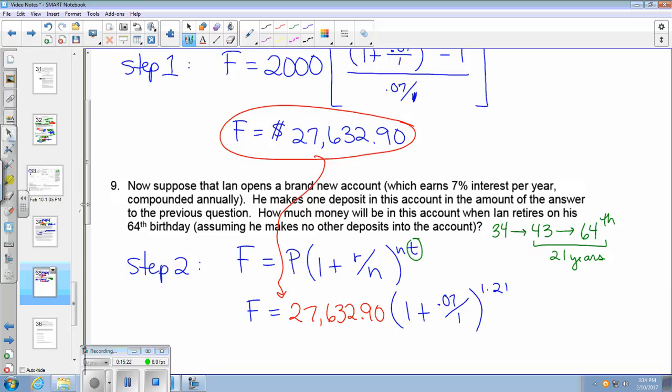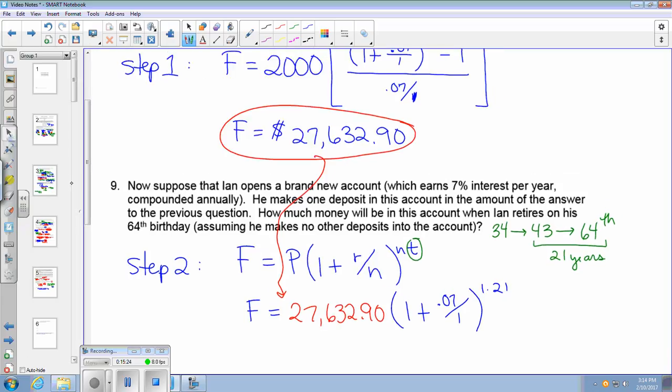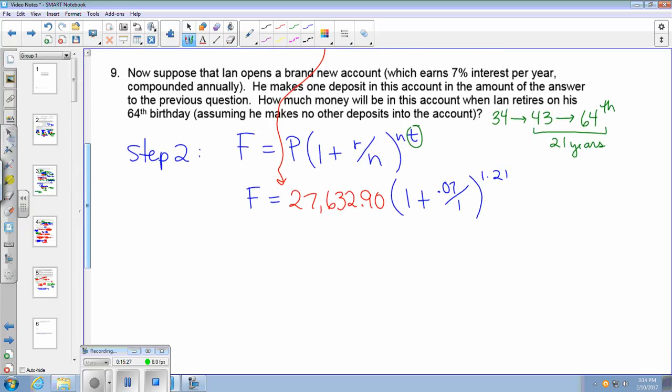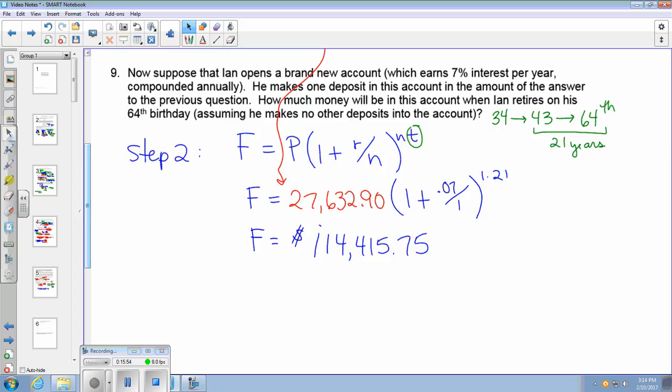All right, so next up, we want to calculate this. So what's our future value going to be? So at the end of those 21 years, those additional 21 years, he should have a total of $114,415.75. And so you can press pause, try that calculation out. Make sure you can come up with that same value. And as I said before, you're going to check out what Caitlin's account will grow to in the group activity. And you'll see if there's any difference.